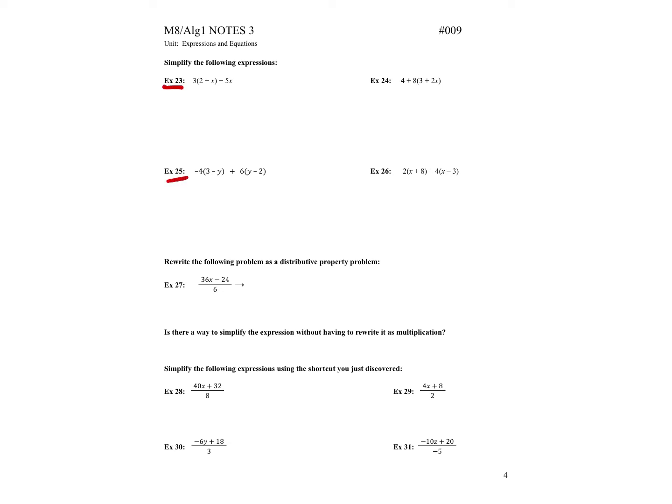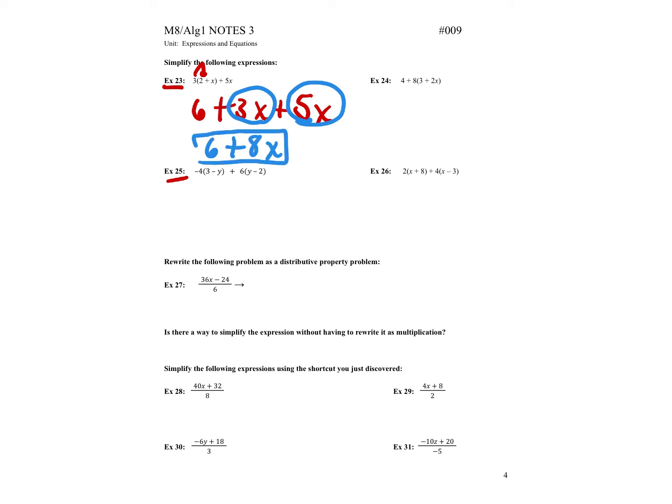All right, now let's distribute first. This is 6 plus 3x plus 5x. Now we're going to combine like terms, 3x and 5x. So we have 6 plus 8x. Okay, so you need to distribute first and then combine like terms.